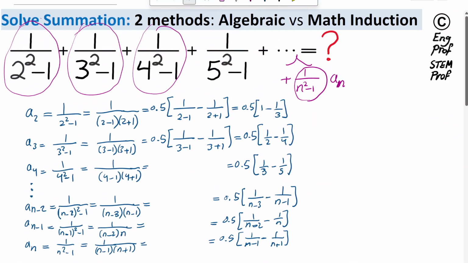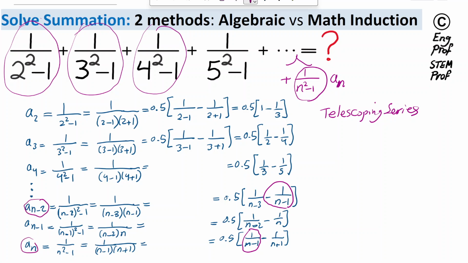The benefit is, now you can see that we end up with a telescoping series, in which subsequent terms are cancelling out each other. Take a look at what's going on. For instance, this term here, 1 over n-1, is cancelled with the minus 1 over n-1 from the term coming from a(n-2), so two terms before that.